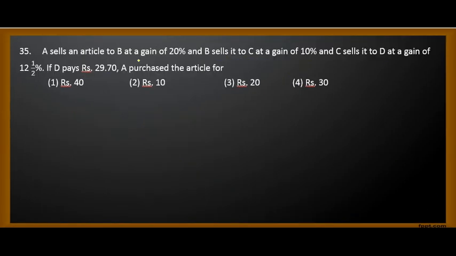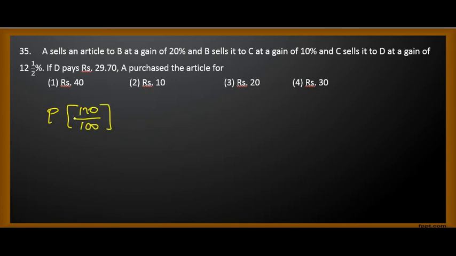A sells an article to B at a gain of 20% and B sells it to C at a gain of 10%, and C sells it to D at a gain of 12.5%. If D pays 29.70, A purchased the article for, you have to find the cost price for A. Now let the cost price for A be P. A is selling at 20% profit. It means P into 120 by 100. This will become the cost price of B.